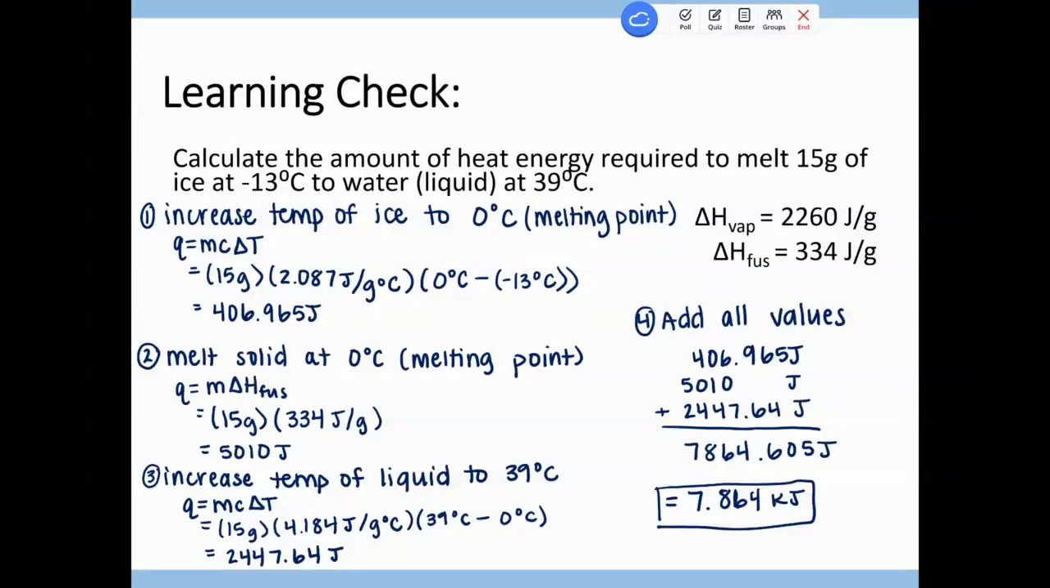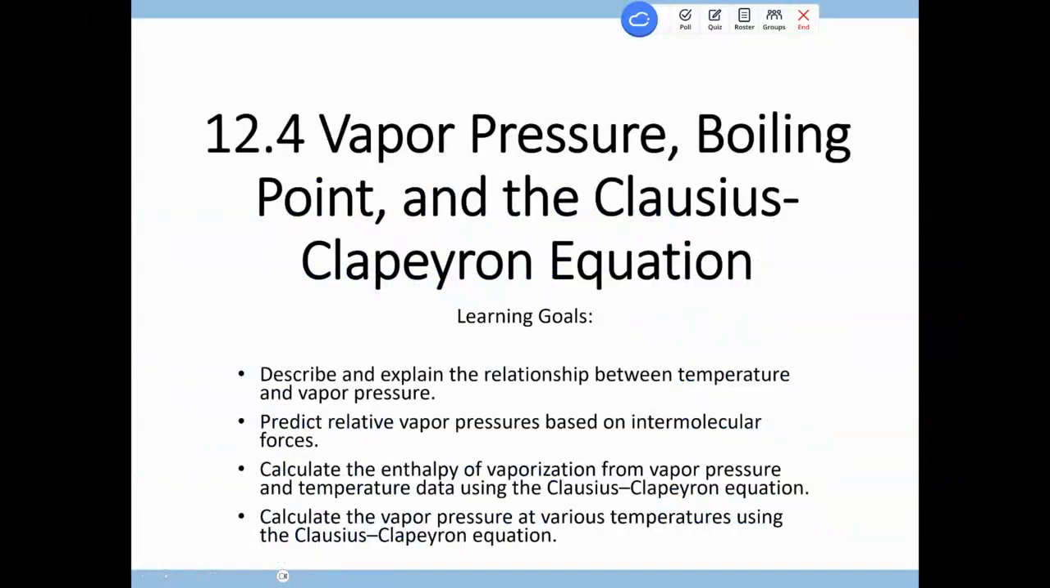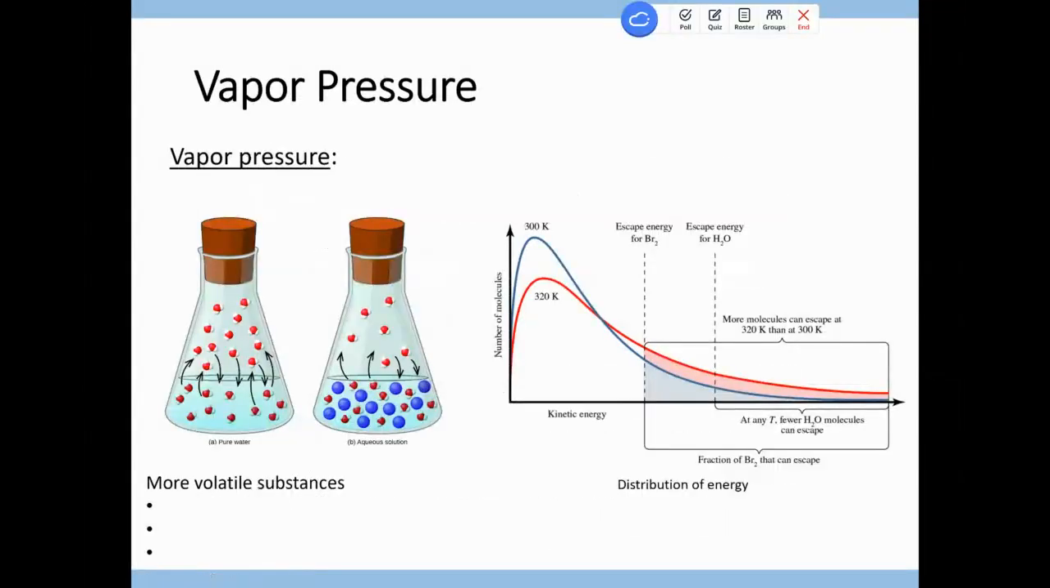All right, we will move to the next section where we'll talk about vapor pressure, boiling point, and the Clausius-Clapeyron equation. Clausius-Clapeyron equation, we'll get to that on Wednesday. That will not be on unit exam 1, but vapor pressure and boiling point will be. So vapor pressure, this is the pressure of a vapor in contact with its liquid.